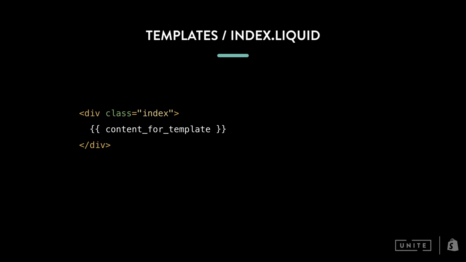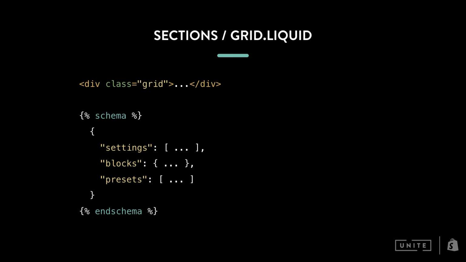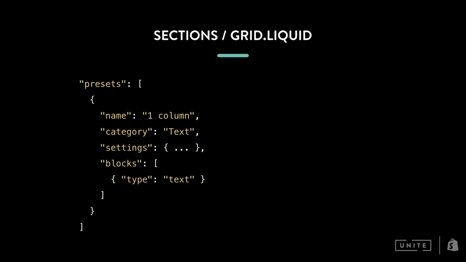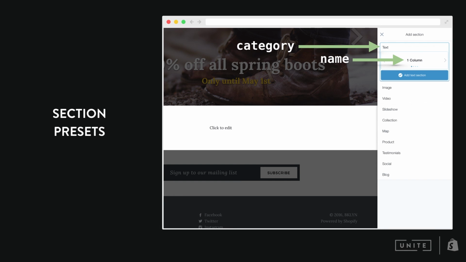First, I need to add this tag to my index.liquid template, which tells Shopify where the sections on my home page should go. Then I need to define presets for my section. This is also done in the section schema, so let me show you what the presets array here looks like. Each preset is one section or starting point that the merchant can add. Name and category are what you see here in the UI. Name is pretty straightforward. Category allows you to group presets by content type across multiple section files. In this case, name is one column, and category is text.